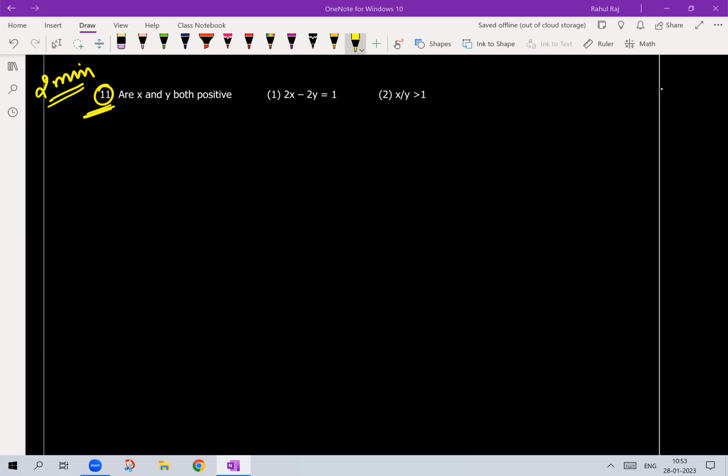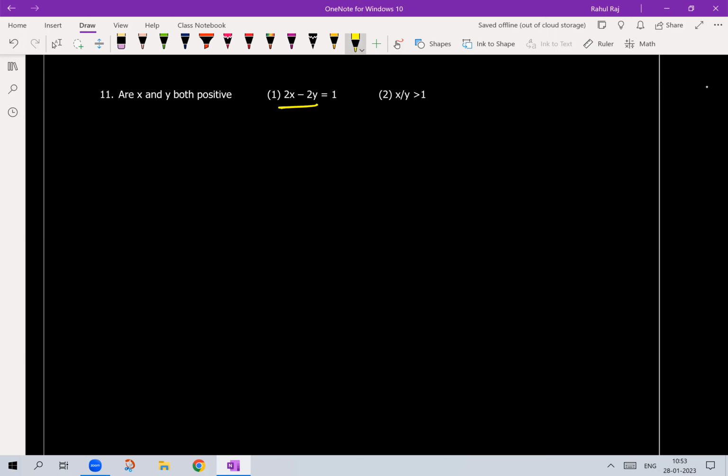How come? This is a place where a problem comes as to how you combine the statements. The question is: are X and Y positive? You just have to prove X is greater than 0 and Y is greater than 0. There is absolutely no information given to you. Pretty direct question. Is X greater than 0? Is Y greater than 0?